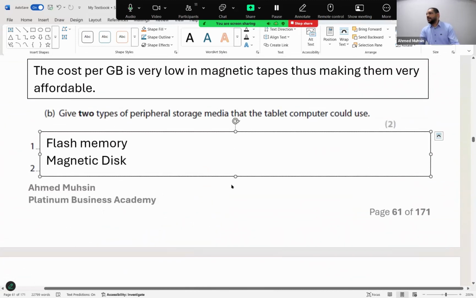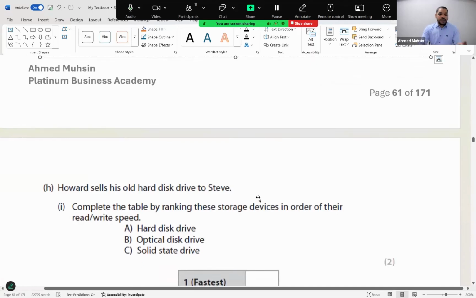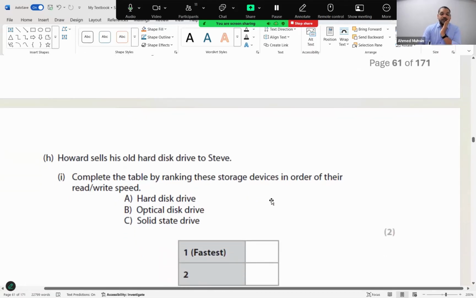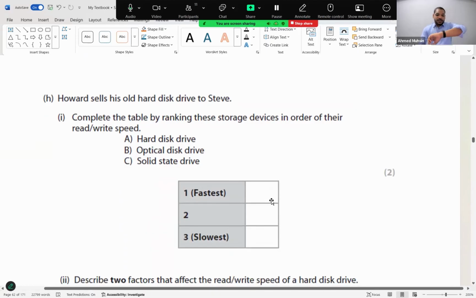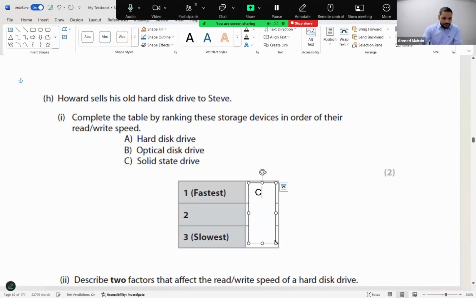Can we move down, boys? All good there? Right. Over here it says, Howard sells his old hard disk drive to Steve. Complete the table by ranking the storage devices in order of their read-write speed. So which one do you think here is the fastest? SSD. So C. Then there is no D even. B. Okay. A and then B. No, B is the slowest, isn't it? Optical disk drives are the slowest. Okay. Yusuf, what are you waiting for? So the fastest is solid state drive.